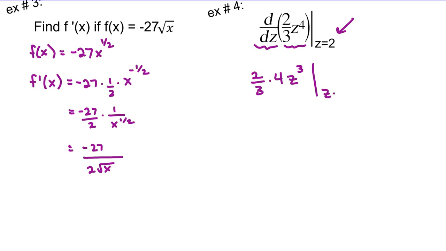We're going to evaluate that at z equals 2. We can simplify it first if we want to. We have 8/3 z cubed. Evaluate it at z equals 2. That means plug in the 2. So we have 8/3 times 2 cubed. 2 cubed is 8, so we have 64/3.